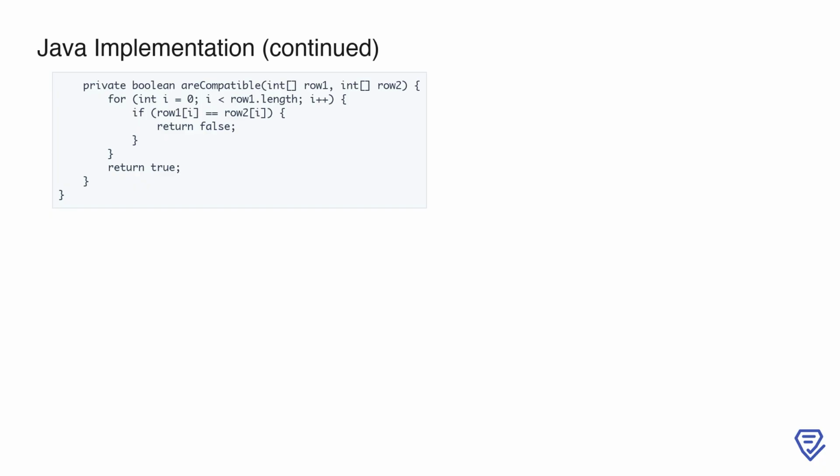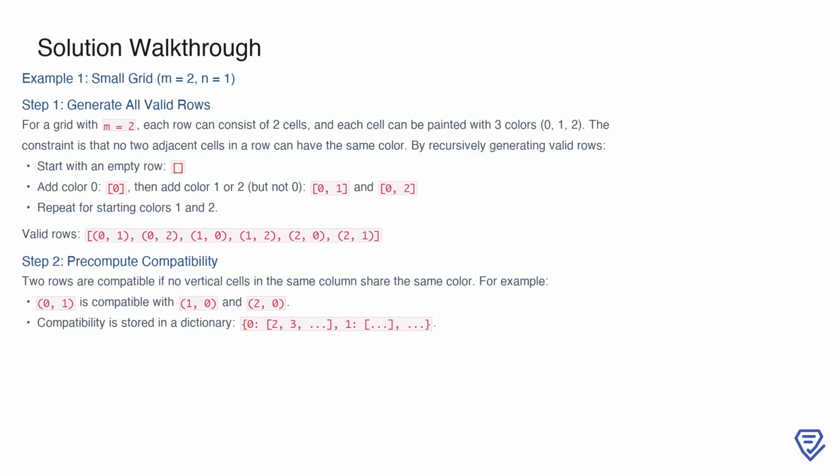approach to work seamlessly. To solve the problem, we start by looking at a small grid example where m equals 2 and n equals 1. In this case, each row consists of two cells, and each cell can be painted with one of three colors, 0, 1, or 2. The key constraint is that no two adjacent cells in a row can have the same color. To generate all valid rows, we use a recursive approach.